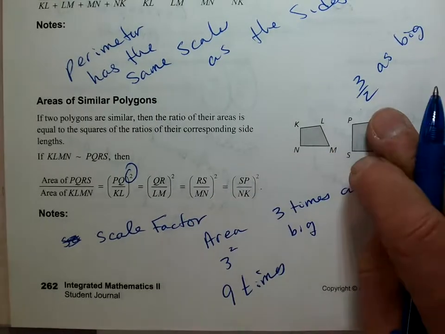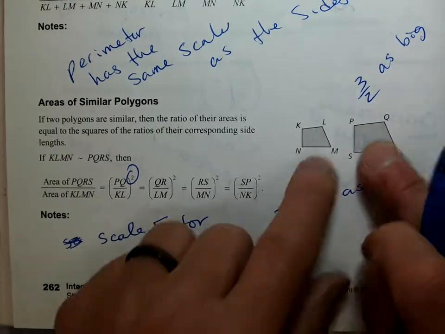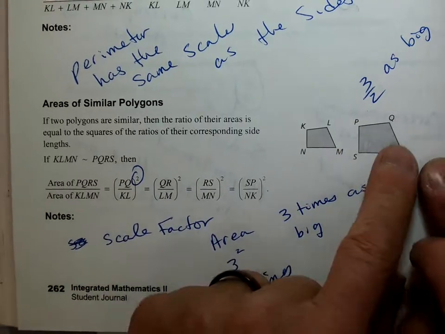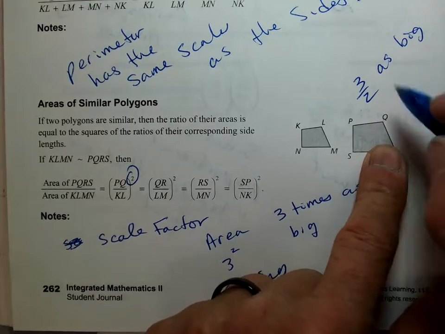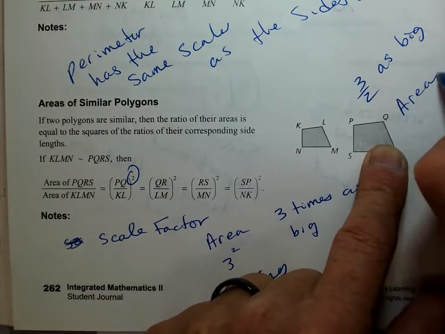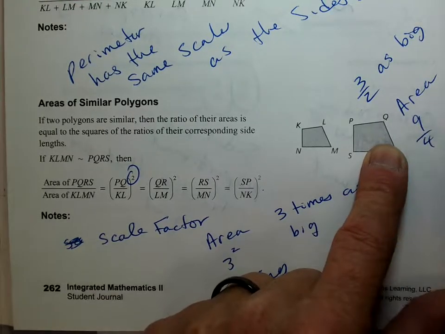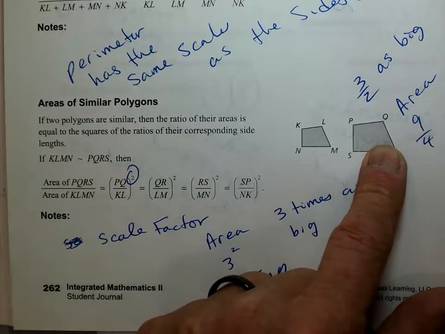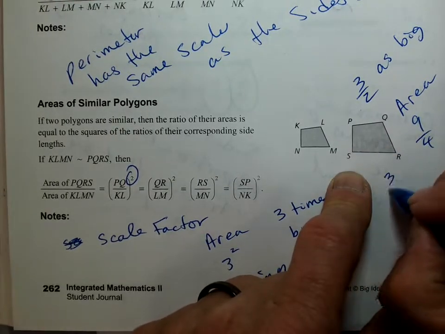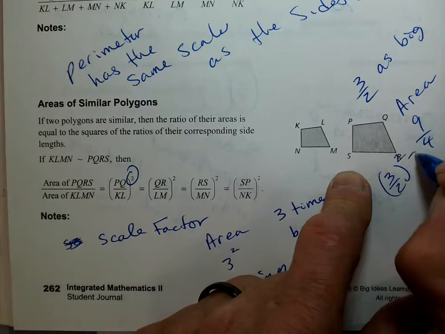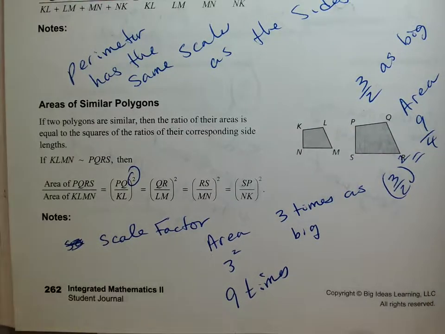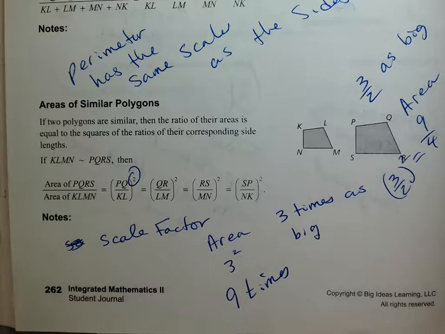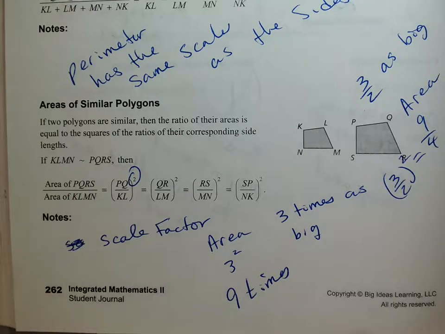Or the scale factor is 3/2. Okay? It's like 1.5 times bigger. So then the perimeter will be 3/2 as big, but the area would be 9/4 as big, because I took my 3/2 and I squared it. Because when you go to area, you're going to increase the base and the height, so both increase by a factor, right?